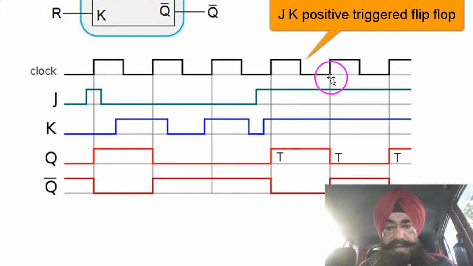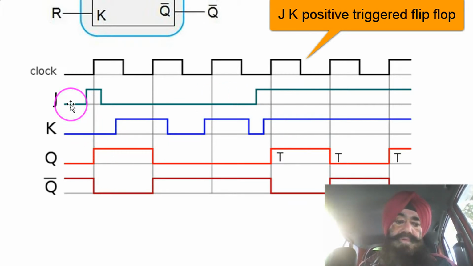Coming here, this is the leading edge, rising edge. Now again J is high, K is high. It again toggles. Q goes from high to low state, and Q complement goes from low to high state. Okay, now coming here, the leading edge, rising edge. Here J is 1, K is 1. Again it toggles. Q goes from low to high. Q complement goes from high to low.